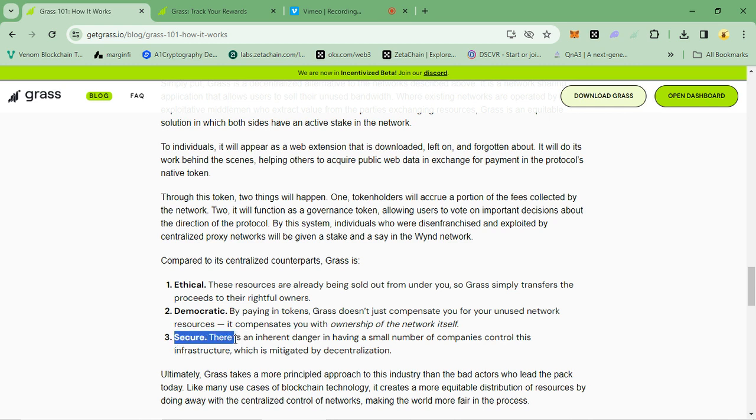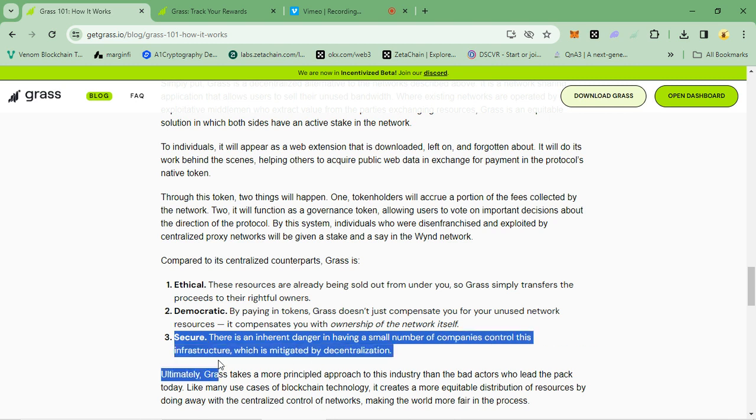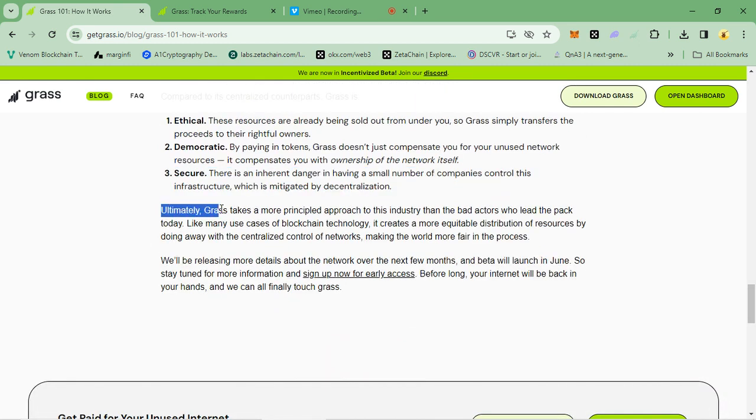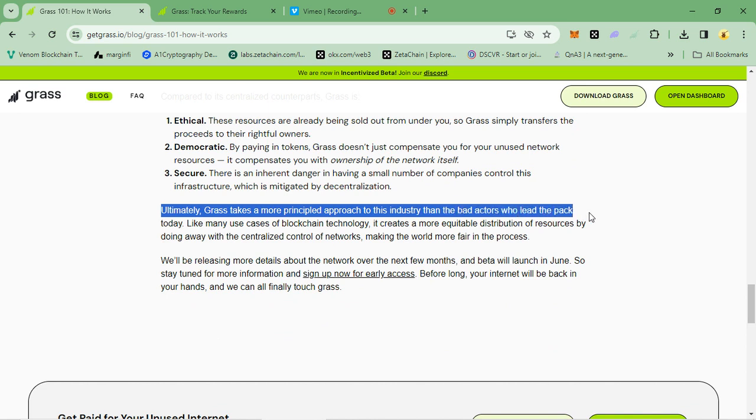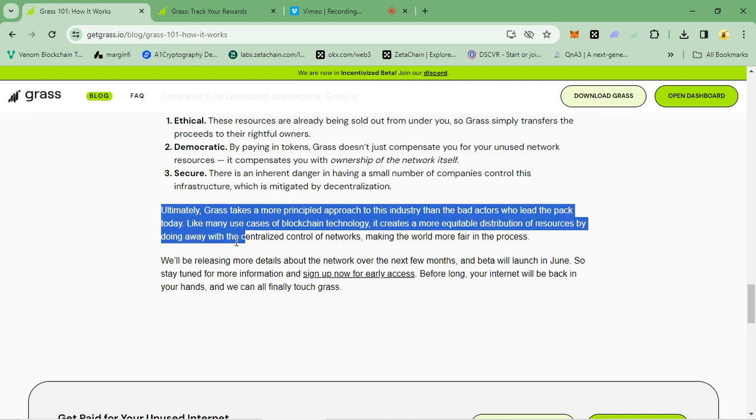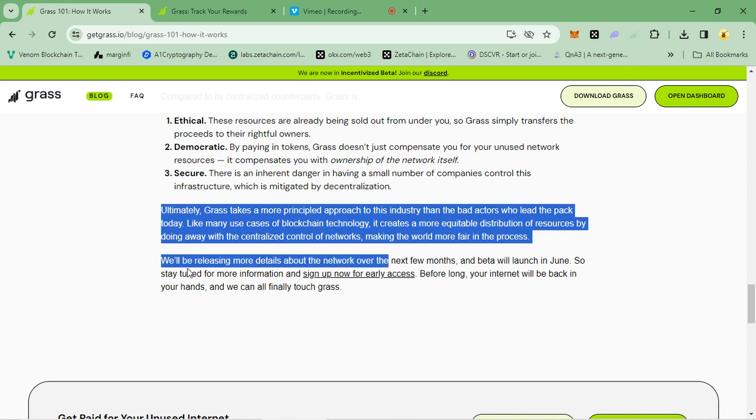So Grass is secure. There's an inherent danger in having a small number of companies control this infrastructure, which is mitigated by decentralization. Ultimately, Grass takes a more principled approach to this industry than the bad actors who lead the pack today. Like many use cases of blockchain technology, it creates a more equitable distribution of resources by doing away with the centralized control of networks, making the world more fair in the process.